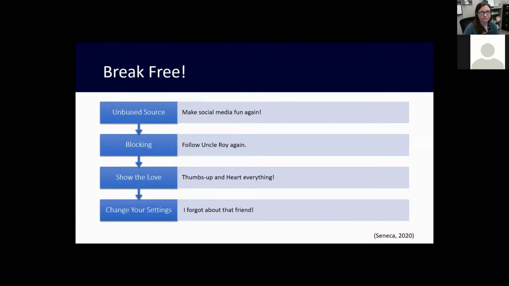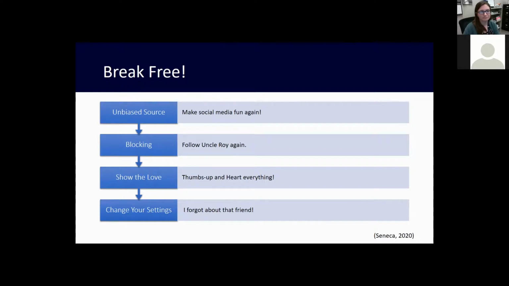Here's some other ways to break those algorithms. Choose one or two unbiased sources to follow. Last month, I muted sources that feed into my confirmation bias on Facebook, and now I'm getting updates only from Reuters. And because of this, I've noticed lately that I'm enjoying social media again. Also, don't feed into the temptation to block everybody that you don't agree with, especially during this election season.